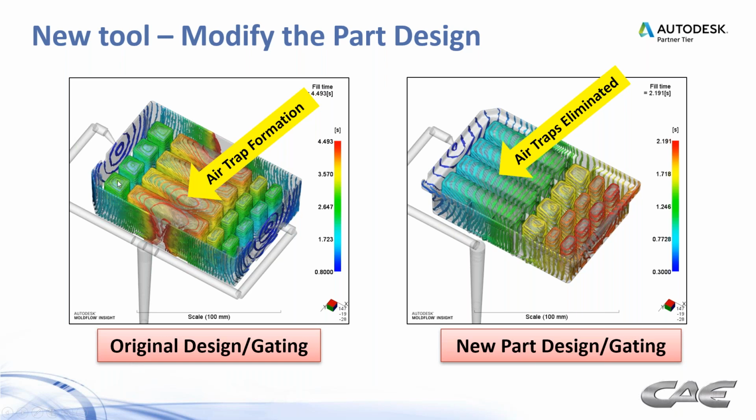We knew we were going to get air traps on the tops of all these cores because they're tall standing cores. But we wanted to try to avoid as many of them as we could by modifying the part design. So this is one of those issues where we were able to play around a little bit with the part design and the gate design before production started, and we're able to get a much better situation to deal with.